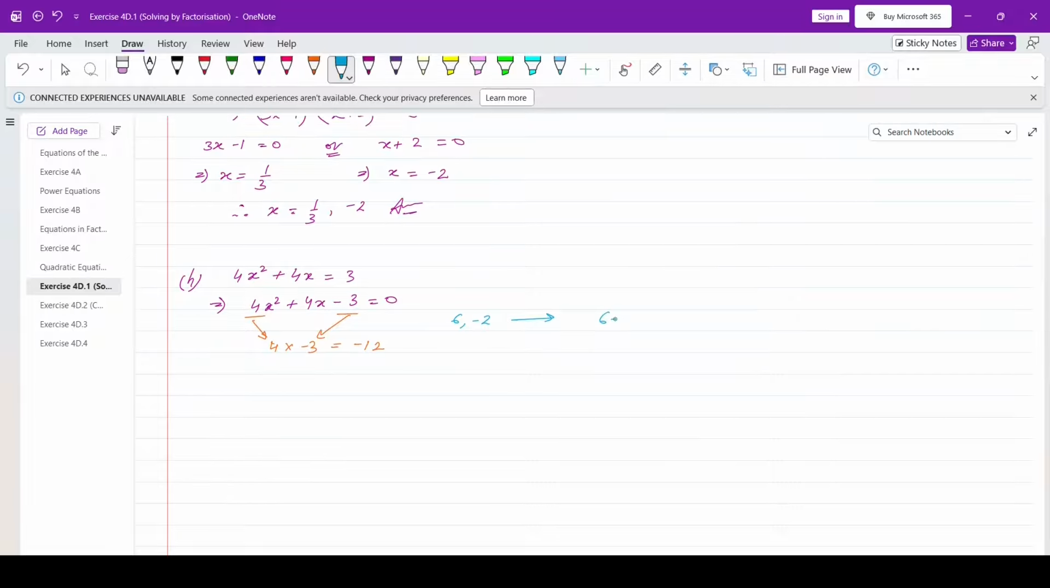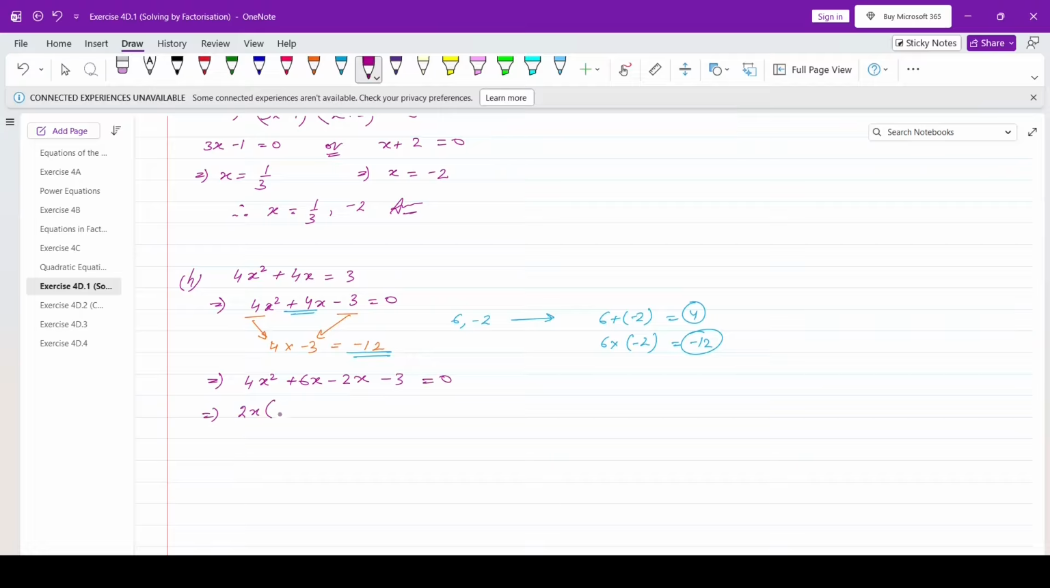Let's see how. 6 plus negative 2 is 4. That is equal to this number. And 6 times negative 2 is negative 12. That is equal to this number. So this equation becomes 4x square plus 6x minus 2x minus 3 is equal to 0.